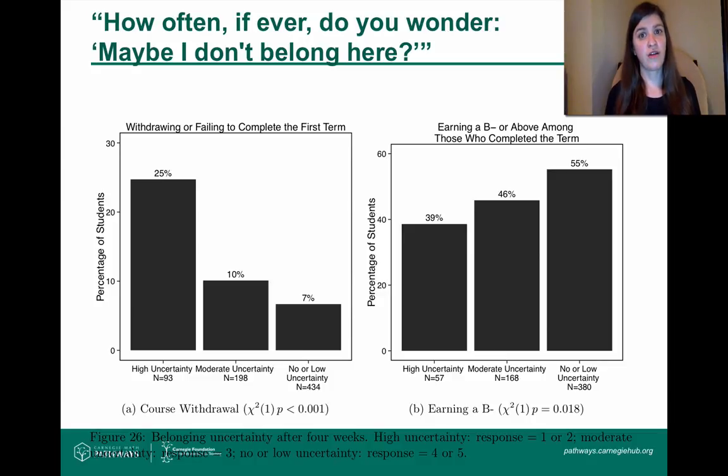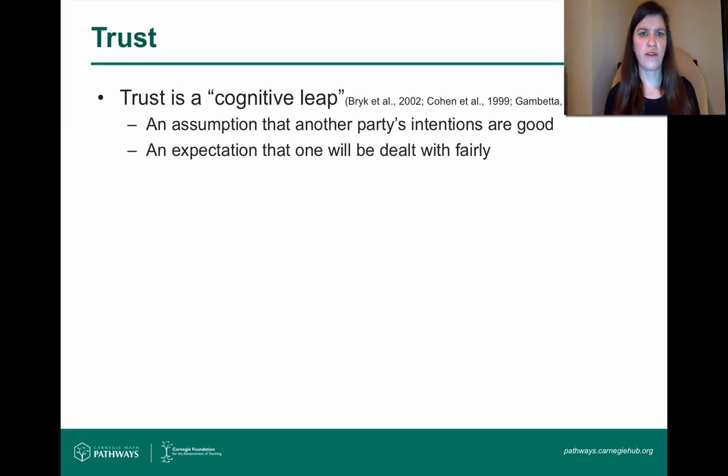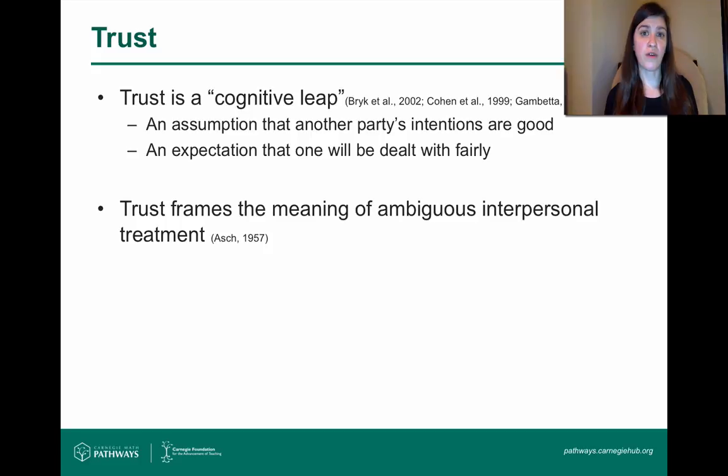And so our goal with productive persistence in the Starting Strong package is to proactively set up in the first month of the class an environment where students can help reduce those doubts about belonging. And we do that a lot by focusing on trust. And so trust isn't just a warm, fuzzy feeling, it's also a cognitive leap. So you have an assumption that another party's intentions for you are good, and their expectation that you're going to be dealt with fairly. And trust is really important when we're working in groups. That we often have ambiguous interpersonal events, and we need to trust one another that we're going to help each other succeed in this class. We're all going to help each other learn math, and that we're going to support one another.